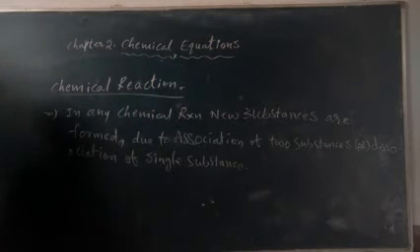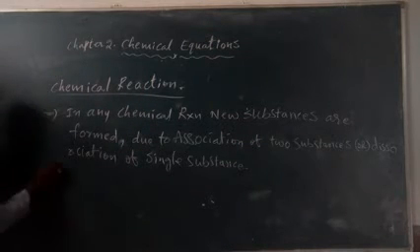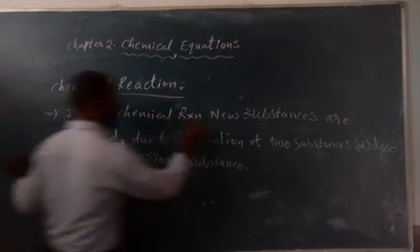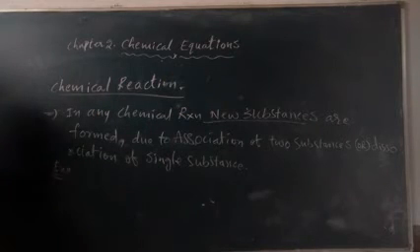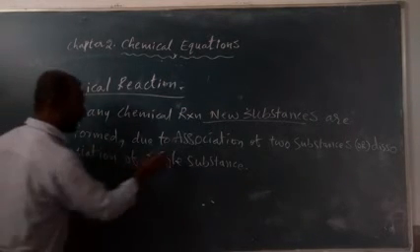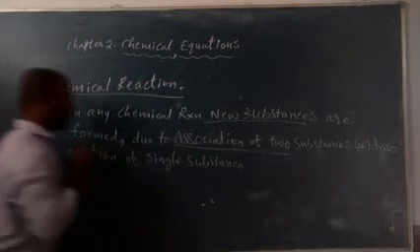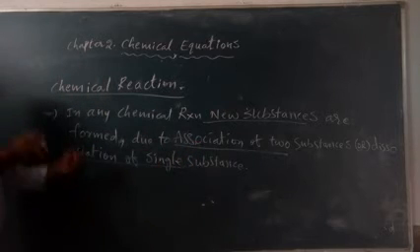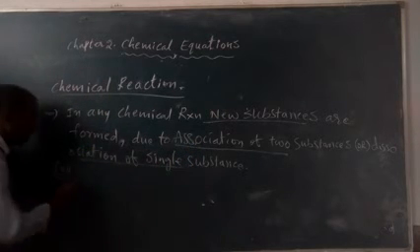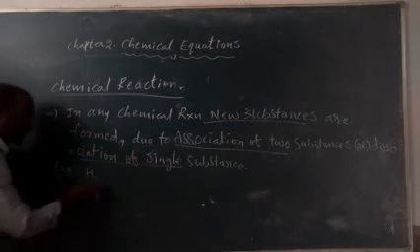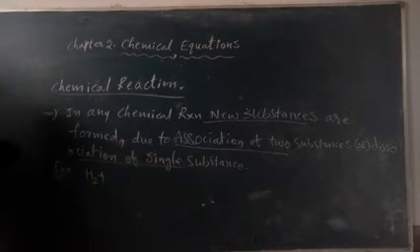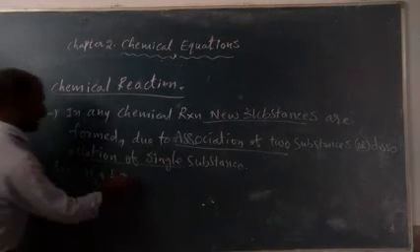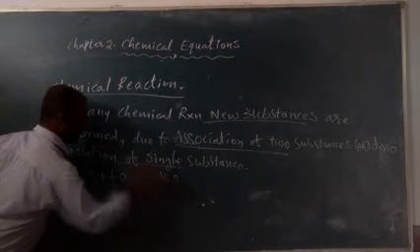I will give two more examples for this chemical reaction. In any chemical reaction, new substances are formed. How are they formed? By association of two substances or dissociation of a single substance into new substances. For example, association: hydrogen is associated with oxygen, forming water, which is a new substance.